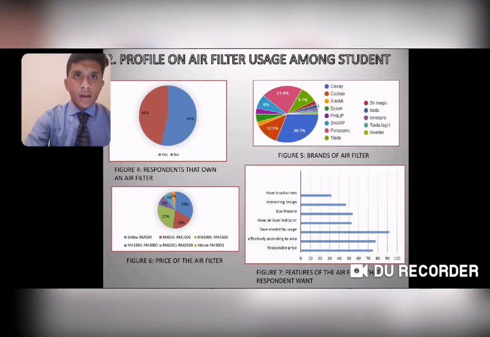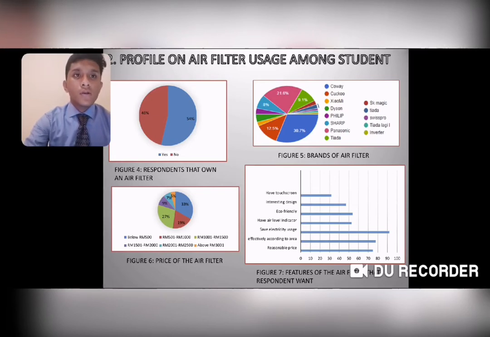Next is the profile on air filter usage among students. Figure 4 shows the respondents that own an air filter. The result shows more than half of the students have an air filter at their home. This is because the students need a better environment to focus on their studies, so they must have an air filter to make sure their environment is much better.